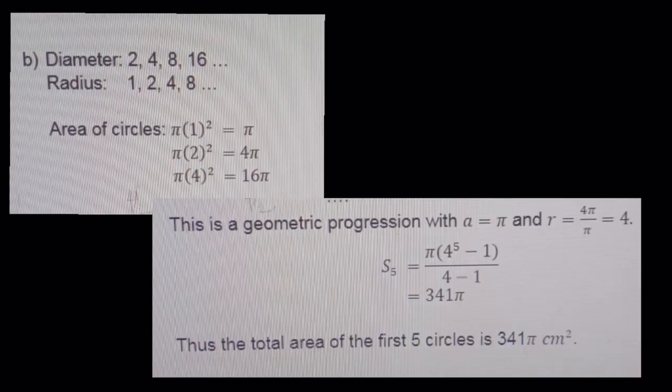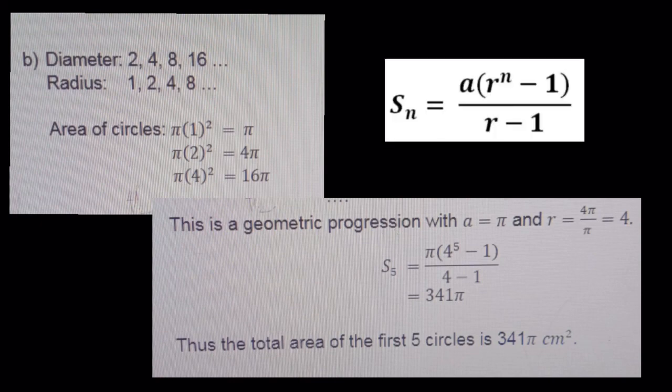For B, we have to find the area of the first 5 circles, and the formula is pi r squared. When we list it down, for the geometric progression, the first term will be pi and our common ratio will be 4. And then we insert it into the same formula we used previously, and we will get 341 pi cm squared.